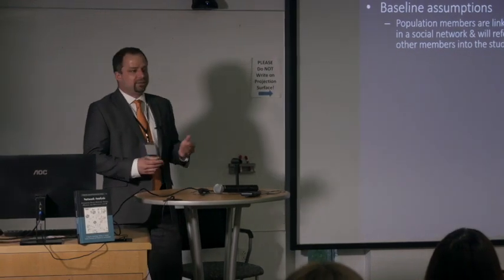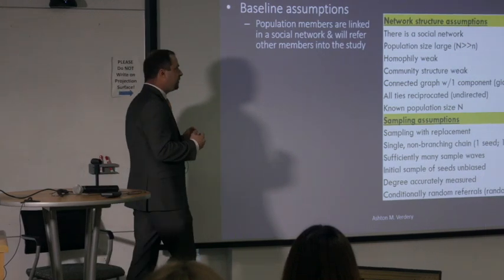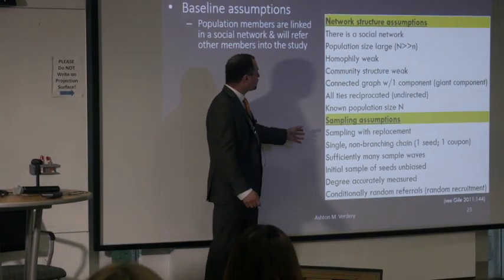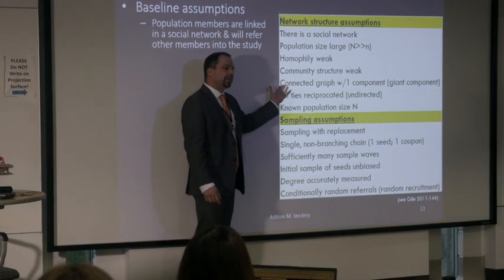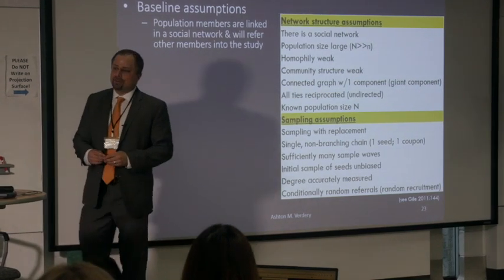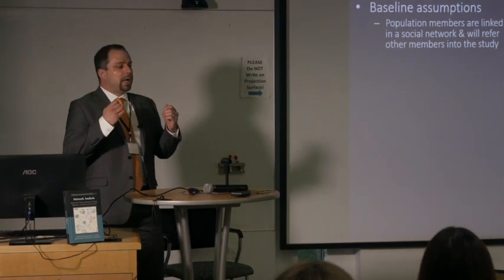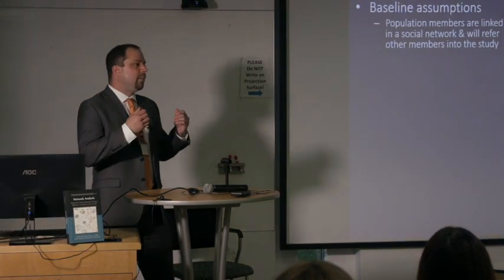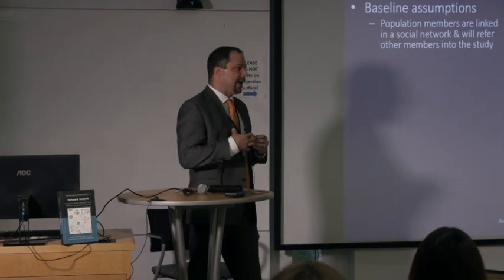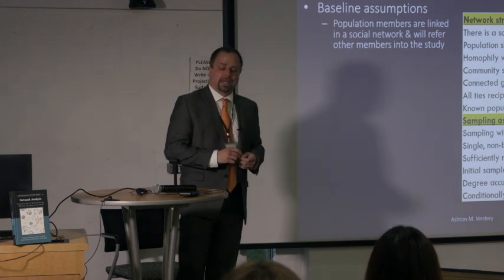Some of the population estimators make assumptions that you know the population size, but that's not true for all of them. So these are assumptions about the network structure. There are also assumptions about how the sampling proceeds. In general, the most important one is that individuals are recruiting without preference among their contacts. I'll discuss that in greater detail in a minute.